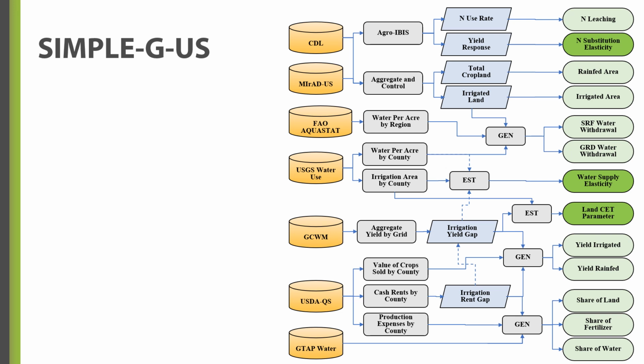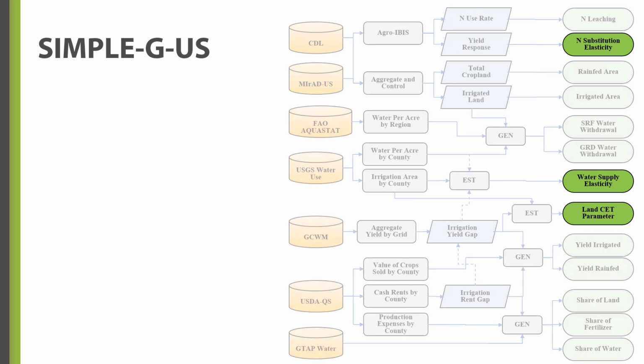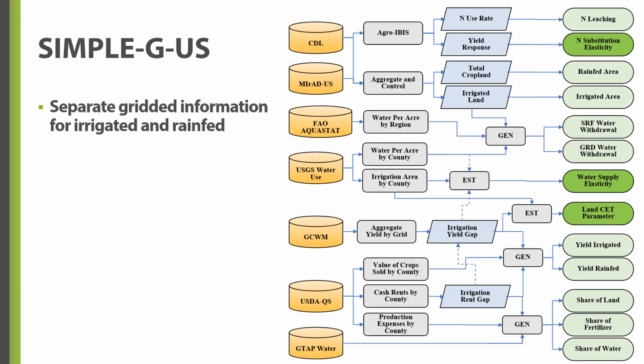The flowchart you see on this slide shows some of the main input datasets used in creating the SimpleG database for the United States. The green highlighted data are parameters discussed in Chapter 7 of this book. Usually, we need to separate gridded information for irrigated and rain-fed crop production, which allows for better analysis of stress on water resources, as well as resilience to climate change.